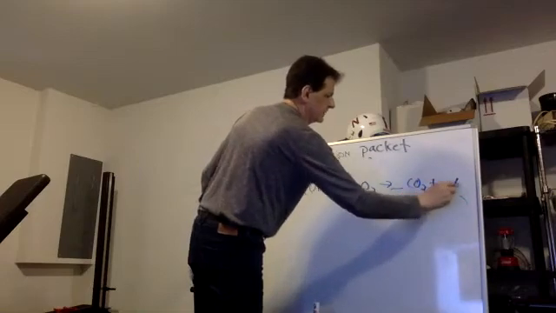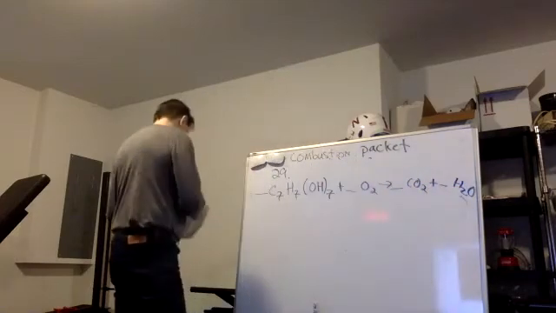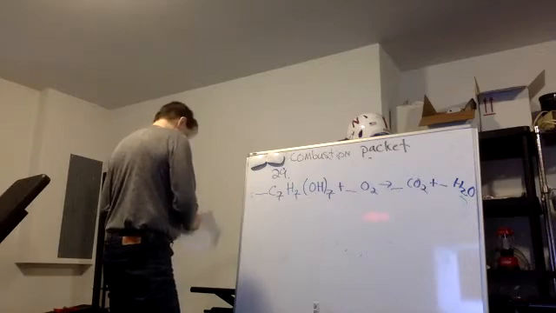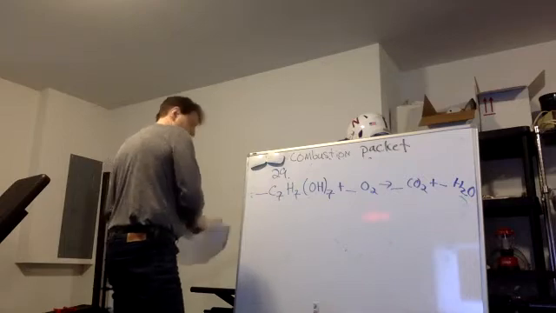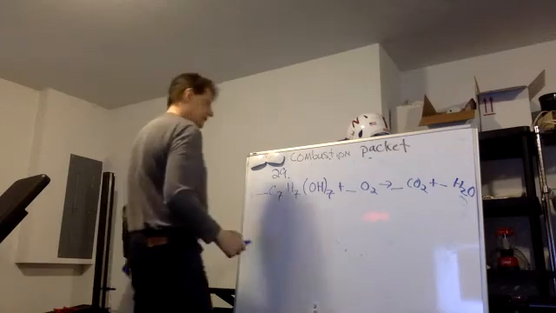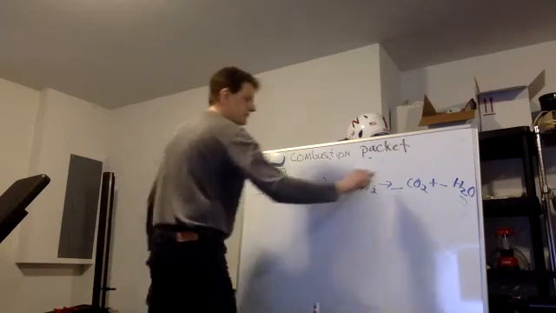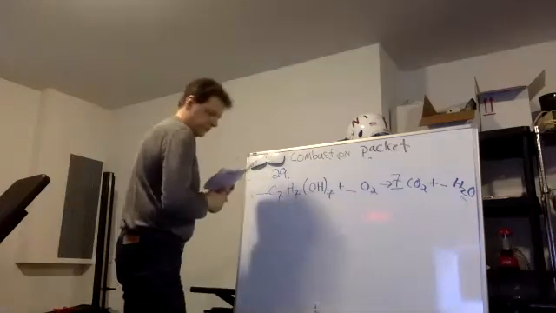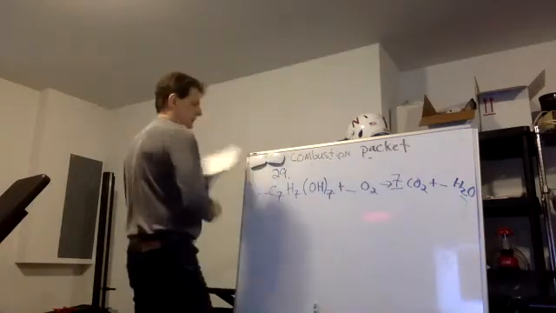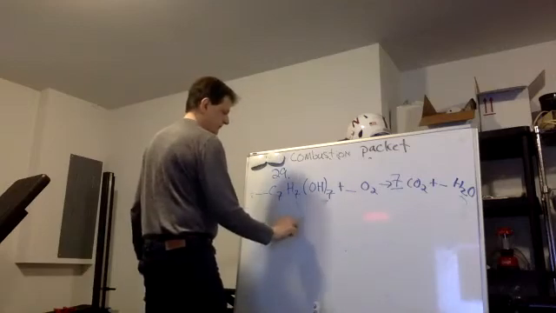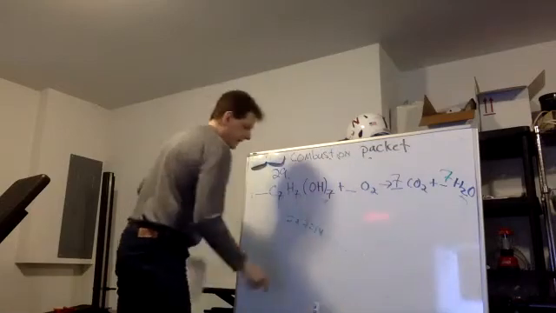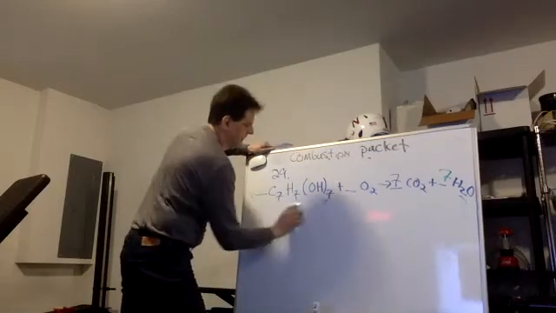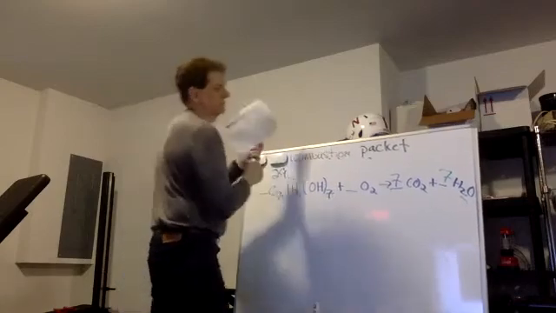CO2 and H2. Okay, let's get busy here. Carbon 7. Okay, hydrogen, we got some arithmetic to do. We got 7 here, 7 there, 7 plus 7 is 14. And then we got some whole oxygens there to worry about too.